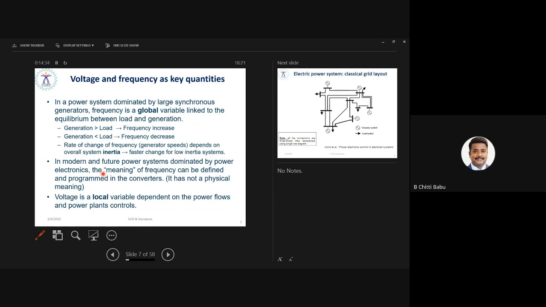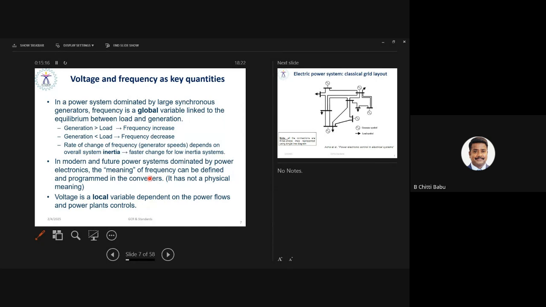It means that the inverter output frequency is synchronized with the utility grid frequency. So the frequency of the inverter can be defined and programmed in the converters. Of course, it has no physical meaning. The output frequency is produced according to the nature of the pulse width modulation, and that frequency should be well synchronized with the utility grid frequency. Only then are you able to synchronize the solar photovoltaic or any renewable power generation system with the utility grid. So here the frequency is programmed as the inverter output frequency by changing the pulse width modulation. Right. Of course, it doesn't have any physical meaning here.